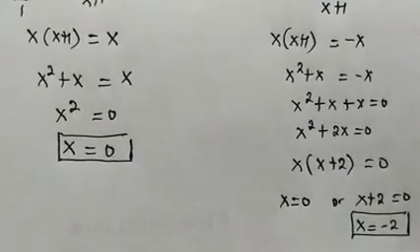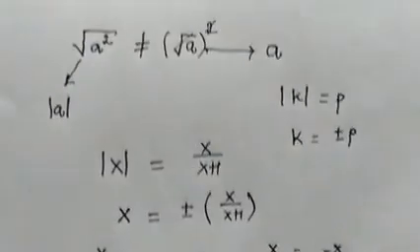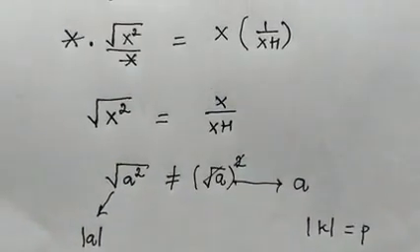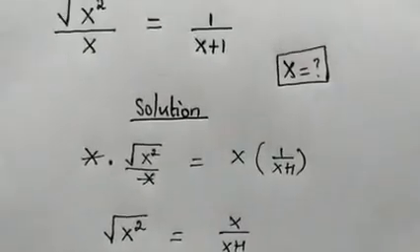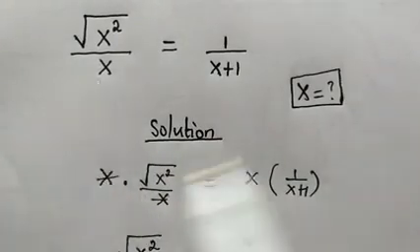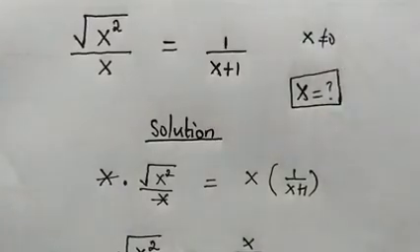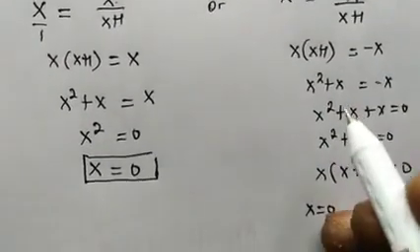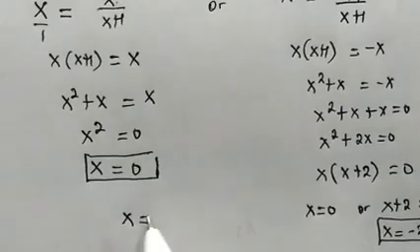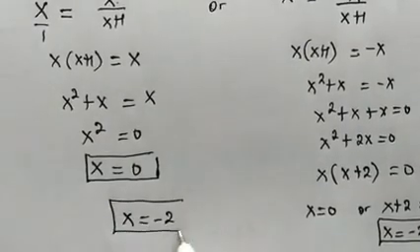Okay, so let's go back to the original equation. Now take a look at this equation. We have division by x. Because of this, x cannot be equal to 0, right? So therefore, we have only one solution. And what is the solution? x is equal to negative 2. So this is the solution.